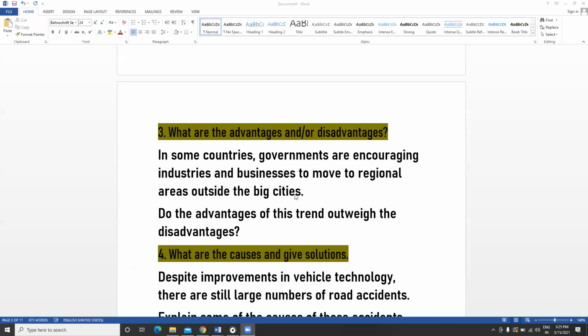Maybe you think advantages outweigh, meaning advantages are more. So in the body paragraphs, you should write more advantages and fewer disadvantages. Or you think vice versa. Had this question been like what are the advantages, what are the disadvantages, then you do not need to give your opinion. Meaning you can or you cannot, up to you. But here it's very clearly given, guys, that you need to give your opinion.